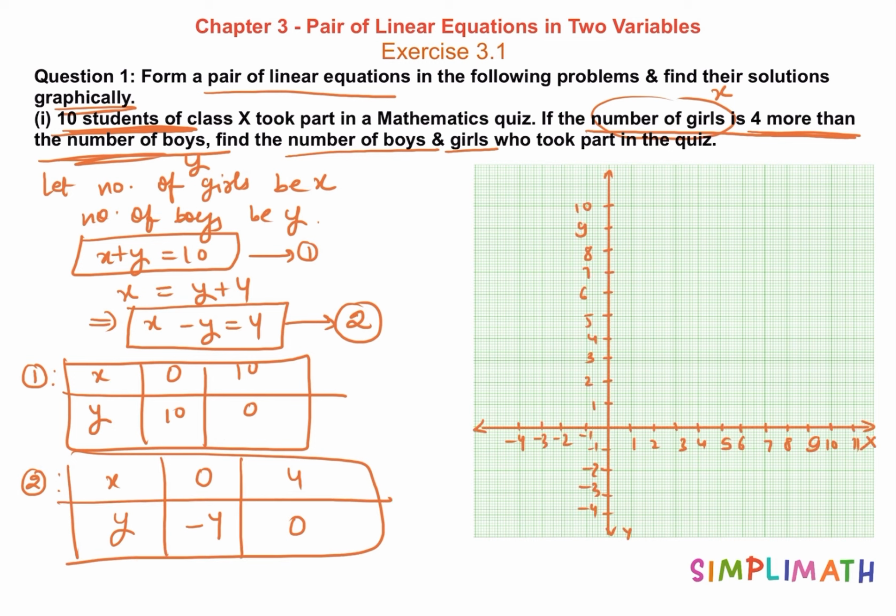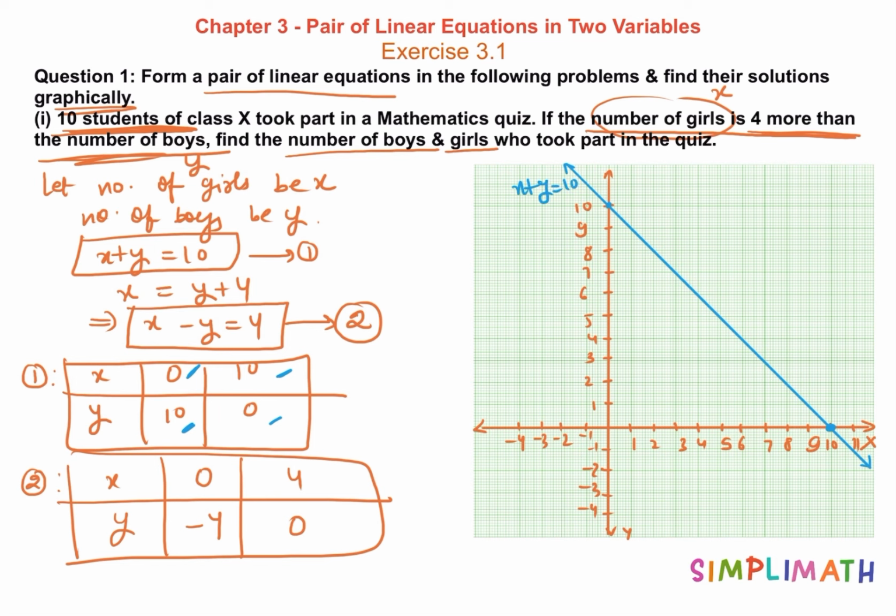Now coming to equation 1, when X equals 0, Y equals 10, right? So this would be this point 0 comma 10, and when X equals 10, Y equals 0, that means 10 comma 0. 10 comma 0 is this point. So let us connect these two points. So this is the graph of the equation X plus Y equal to 10.